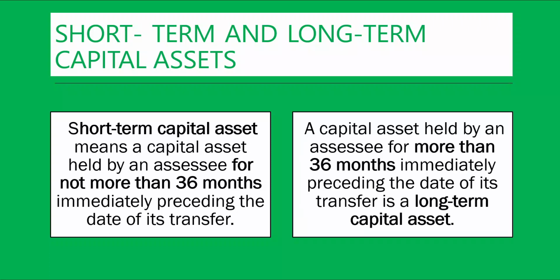A capital asset held by an assessee for more than 36 months immediately preceding the date of its transfer is a long-term capital asset, giving a long-term capital gain. The word used is transfer, not sale, because sale will be part of the transfer. So we'll understand the definition of transfer later on.